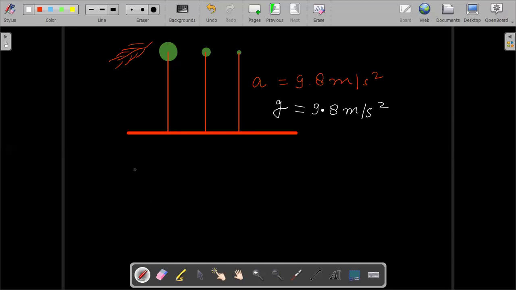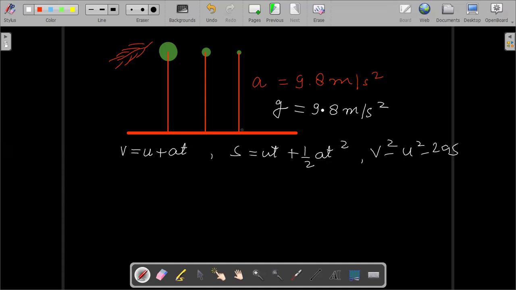Now we check our equations of motion. We had seen the kinematic equations of motion as V equals U plus AT. We have S equals UT plus 1 by 2 AT squared. And the third equation, V squared minus U squared equals 2AS. So whenever an object is falling freely, sir, you wrote minus. Okay.